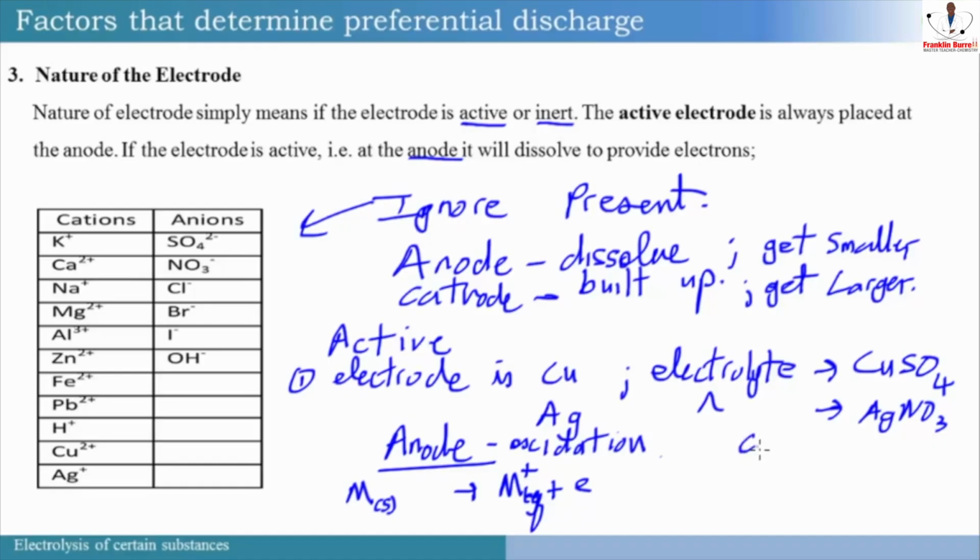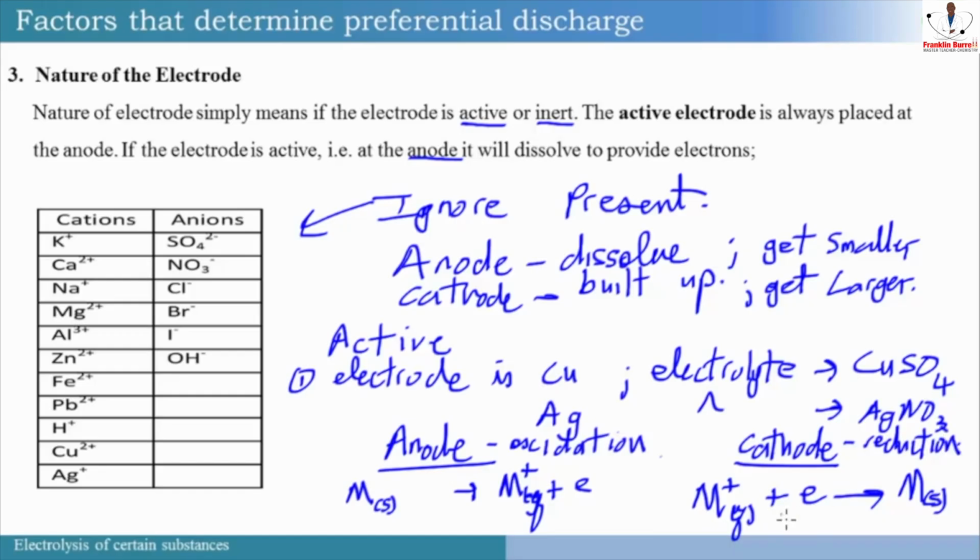Now at the cathode, my metal ion is now being reduced to form back my metal atom at the cathode. So you see that the metal is dissolving at the anode, while at the cathode, my metal is being formed on the electrode that is the cathode. And what reaction takes place at the cathode? Reduction. Always. So you see here where we are gaining electrons, while here we are losing electrons.